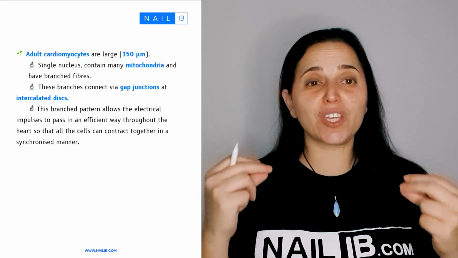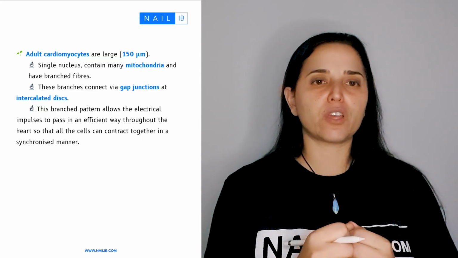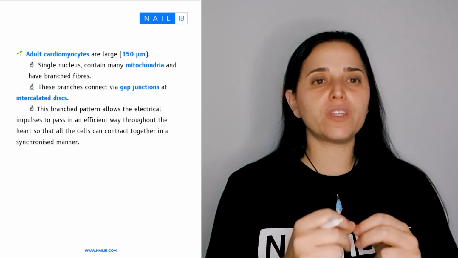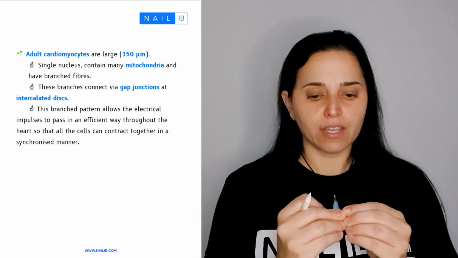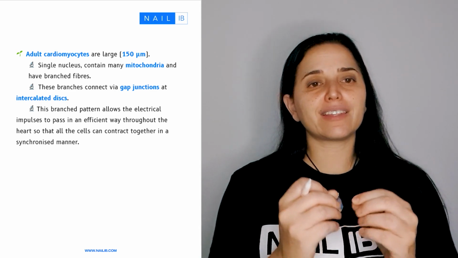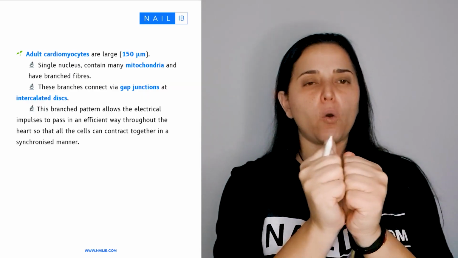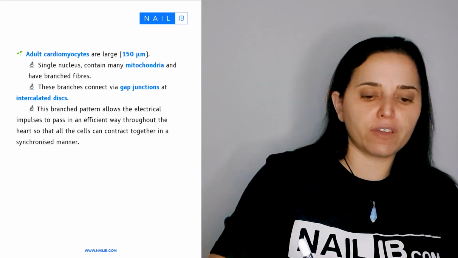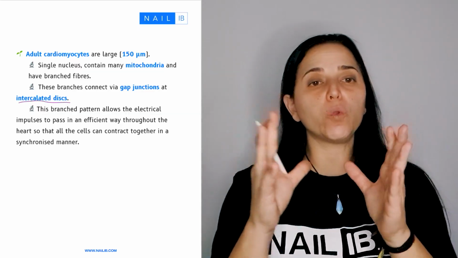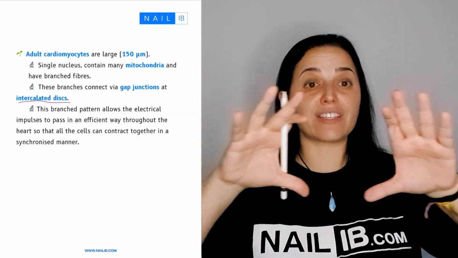Because you need energy to keep the heart pumping. They also have branch fibers. Now, between these branches, there are gap junctions. What are gap junctions? These are things that hold one cardiac cell to another one. They keep them held together, and they have intercalated discs, which hold all these cardiac muscles together.